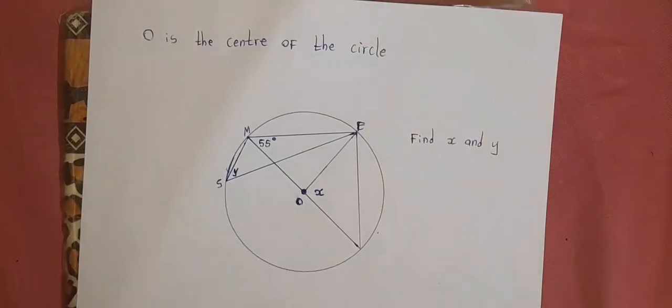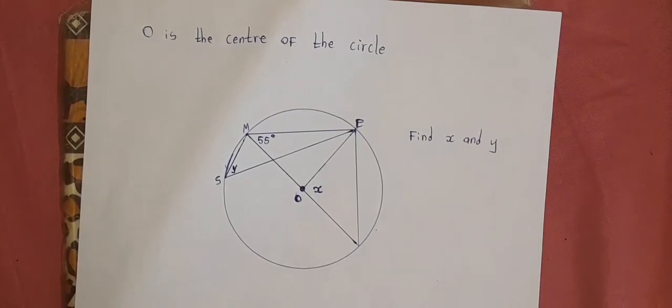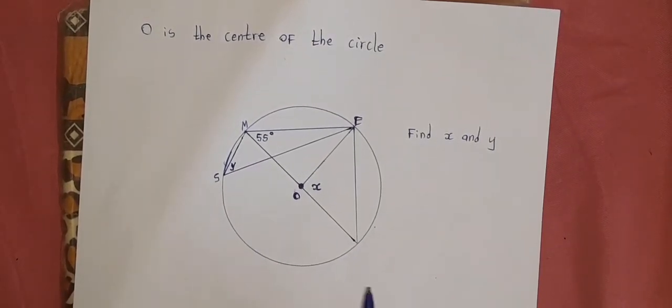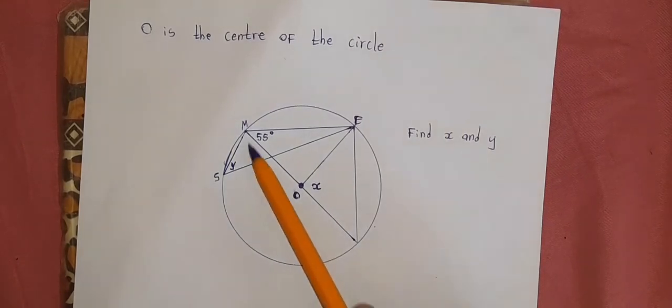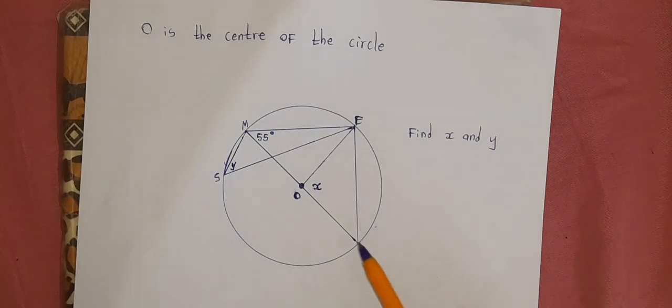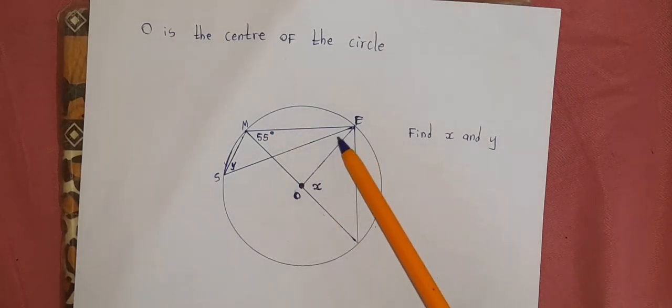And here they told us that O is the center of the circle, and they only told us this. We have this line here passing through the center. If we have a line passing through the center, then that is a diameter. What do you remember about diameter? Remember that the angle that a diameter subtends is 90 degrees. So if this is a diameter, then obviously angle E here is 90 degrees.